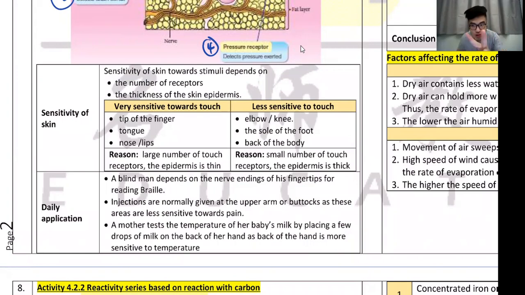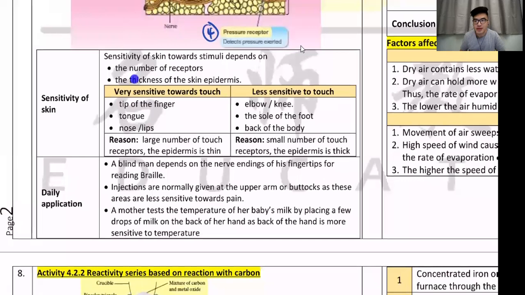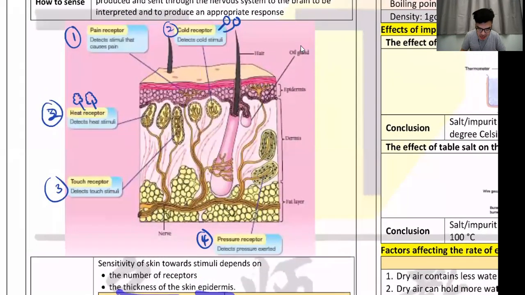So it has 2 factors. Number 1, it depends on the number of receptors, jumlah receptor. The more receptors you have, the more sensitive it is. And of course, the thickness of the epidermis, how thick your dead skin is. As you can see, your fingertip is really, really sensitive. Your face is sensitive. Your elbow here is not so much. That's why when you put it in hot water, you don't really feel anything.